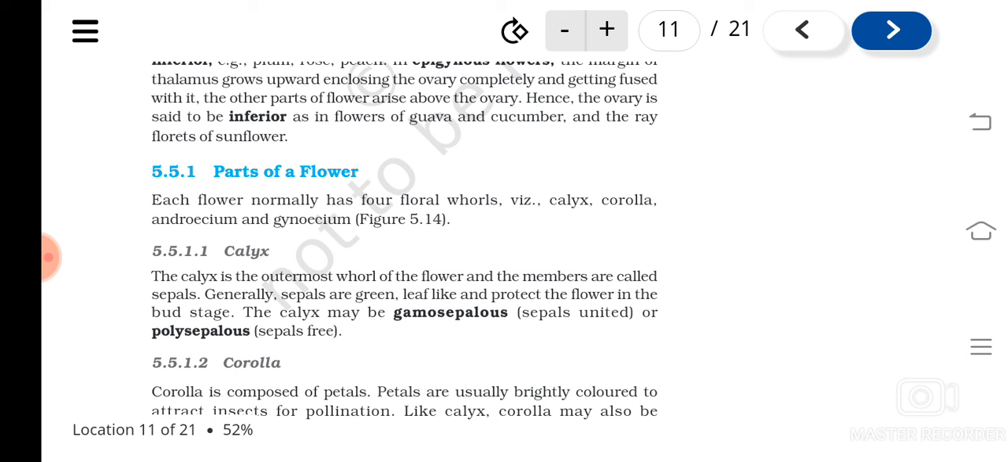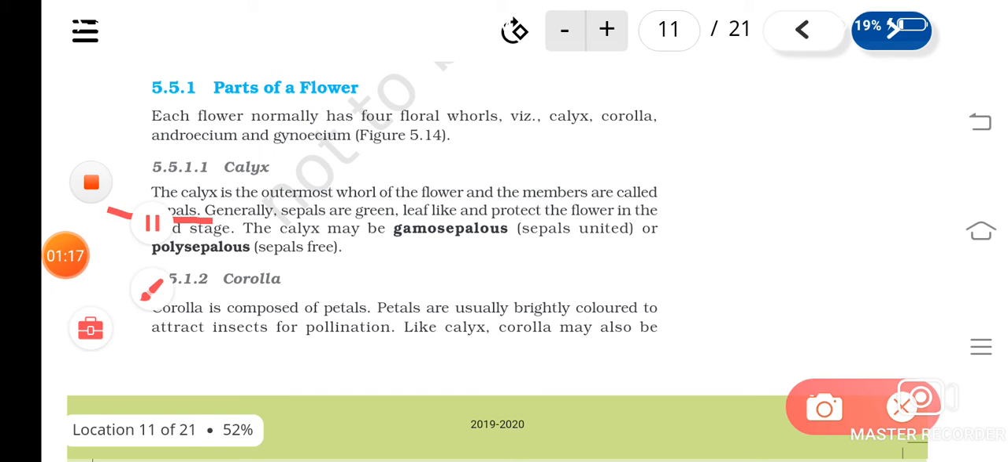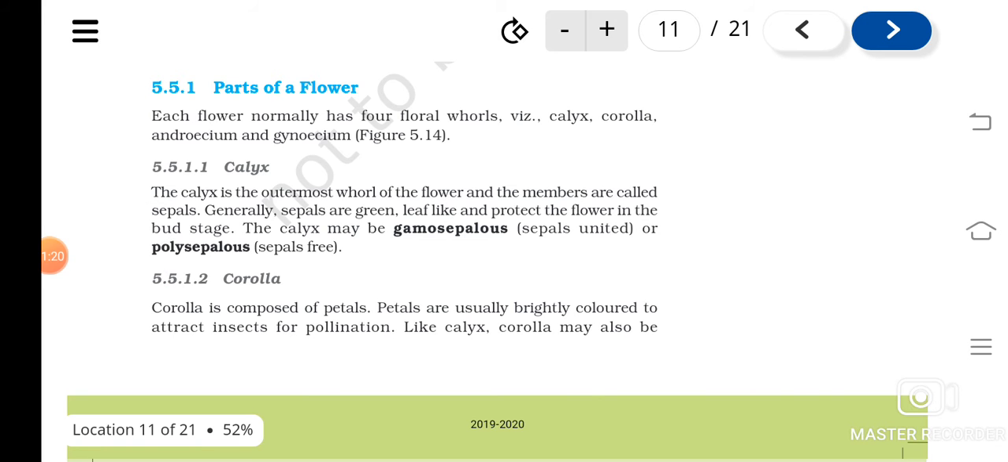First is calyx. Calyx is the outermost whorl of the flower, and the members of it are known as sepals. So, what are the units of calyx? Sepals, isn't it? And sepals are green in color, leaf-like structures. And what is the function of the sepals or calyx? Protect the flower when the flower is in the bud stage. So that is the major function of calyx. It protects the flower when the flower is in the bud stage.